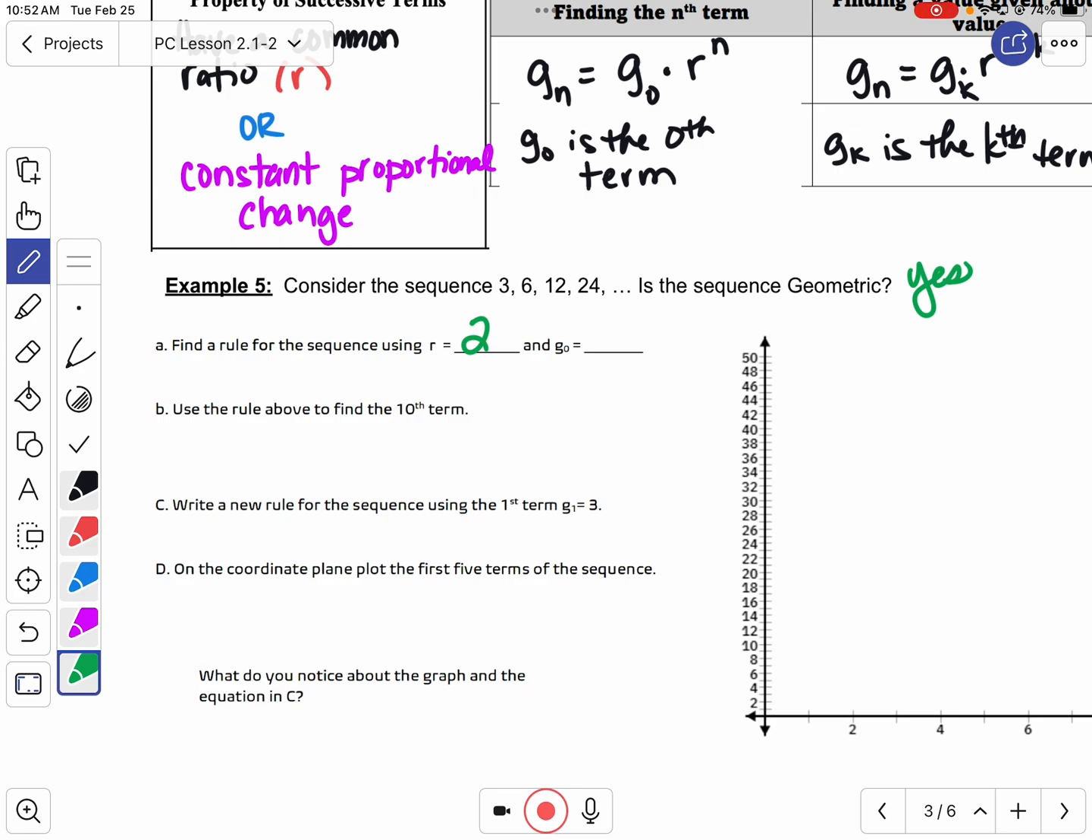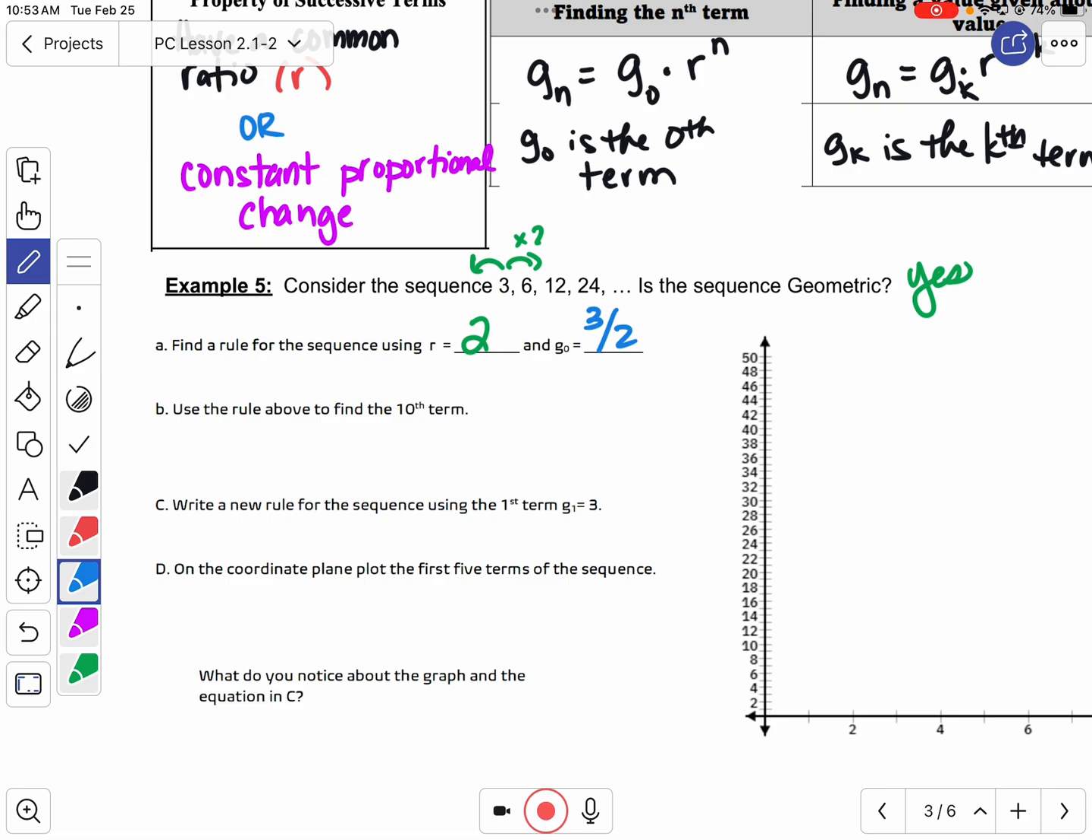Now, could we find the 0th term? If going forward I'm multiplying by 2, what am I going to do to go backwards to get the 0 term? Divide by 2. And so what's 3 divided by 2? 1.5, or let's just call it 3 over 2. I avoid decimals like the plague. So improper fractions are good for me.